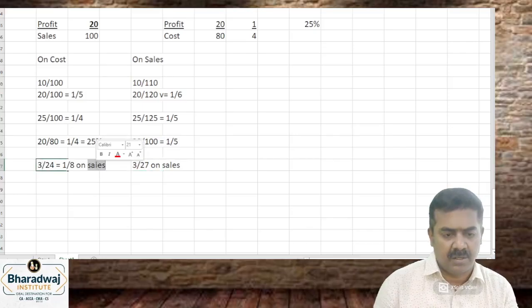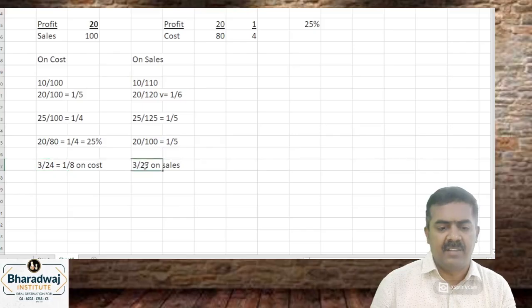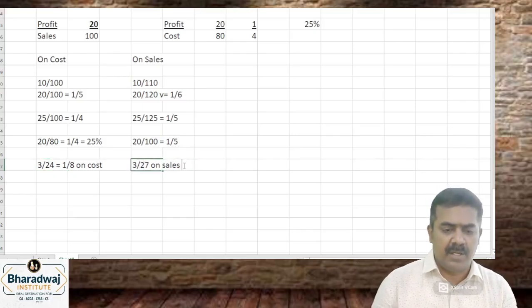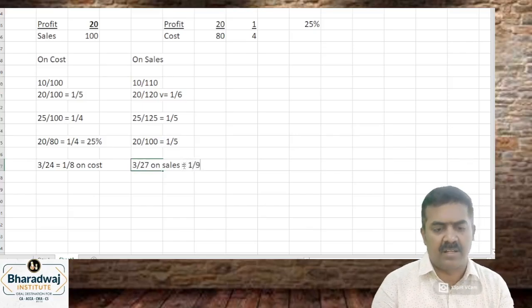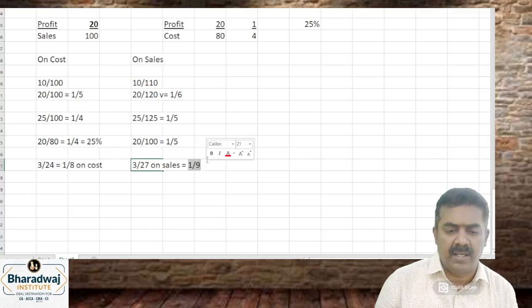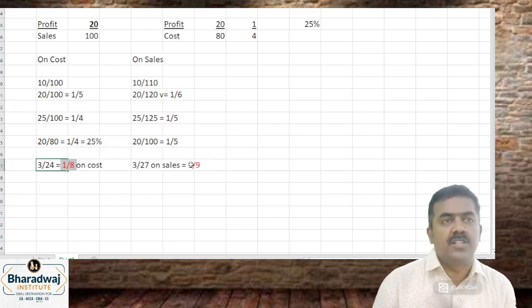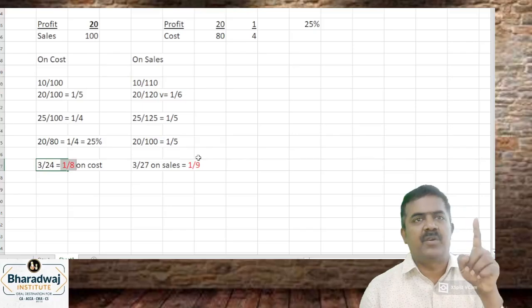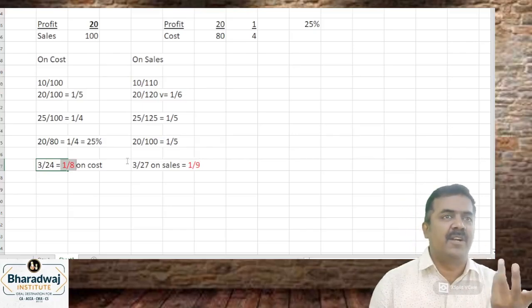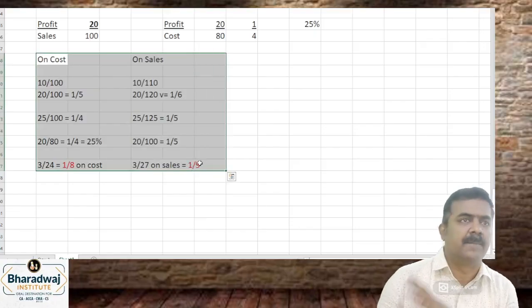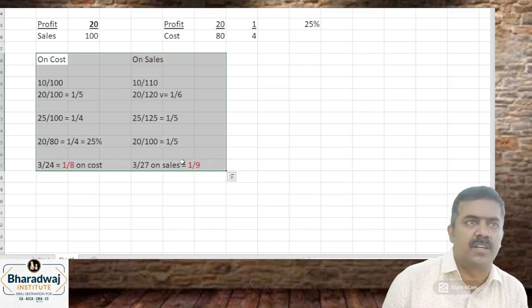On cost. When you go forward, add. When you come reverse, selling price minus profit is which one? Cost. 3 by 27 can be written as 1 by 9 on sales. 1 by 9 on sales can be taken as 1 by 8 on cost. Because 1 rupee profit when you sell for 9, then cost will be 8 rupees. So very simple. On cost to on sales, going forward, add. On sales to on cost, coming reverse, minus.